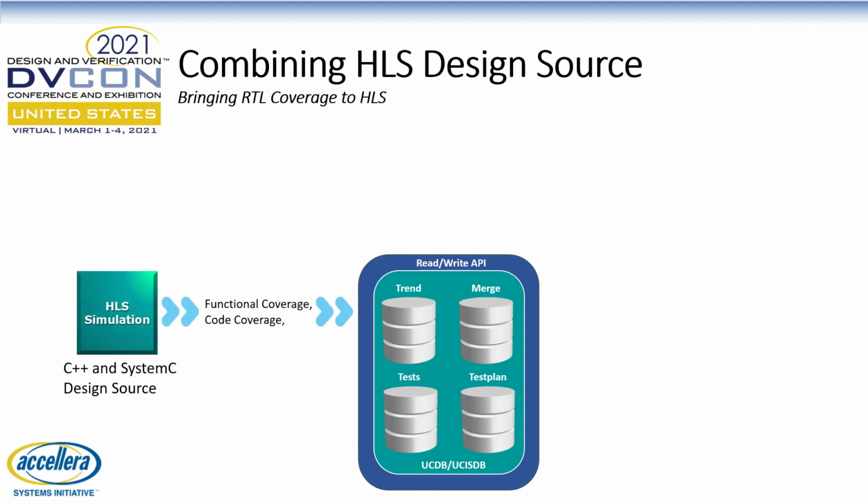Just like Questa and Veloce, Catapult coverage provides high-level synthesis-aware code coverage, including statement, branch, FEC, toggle, and array access coverage for C++ and SystemC high-level synthesis designs. It also provides SystemVerilog-inspired functional coverage with support for cover groups, cover points, bins, and crosses within C++ and SystemC test benches.